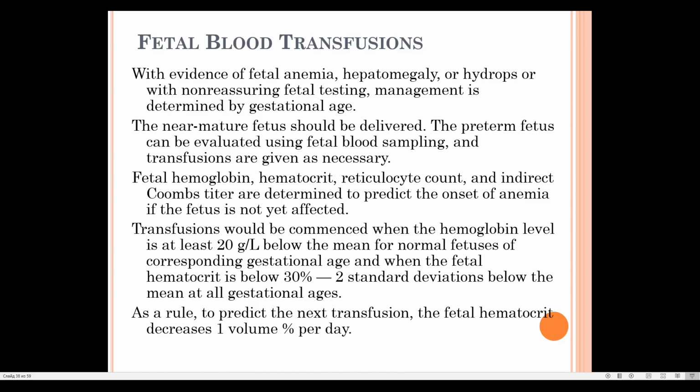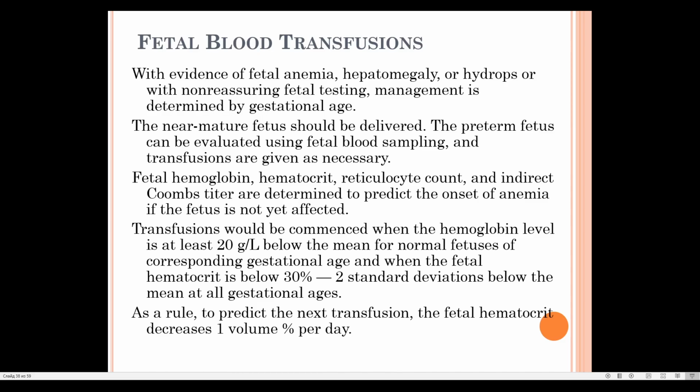Fetal blood transfusions. With evidence of fetal anemia, hepatomegaly, or hydrops, or with non-reassuring fetal testing, management is determined by gestational age. The near-mature fetus should be delivered. The preterm fetus can be evaluated using fetal blood sampling, and transfusions are given as necessary. Fetal hemoglobin, hematocrit, reticulocyte count, and indirect Coombs titer are determined to predict the onset of anemia if the fetus is not yet affected.